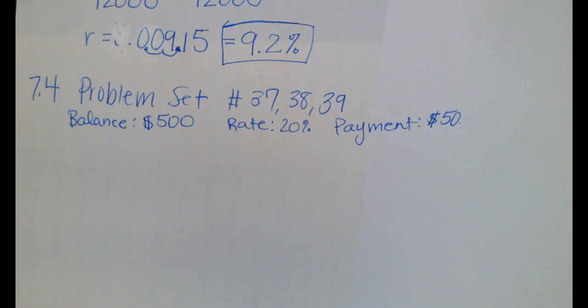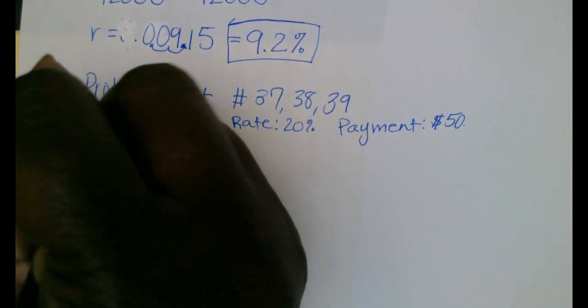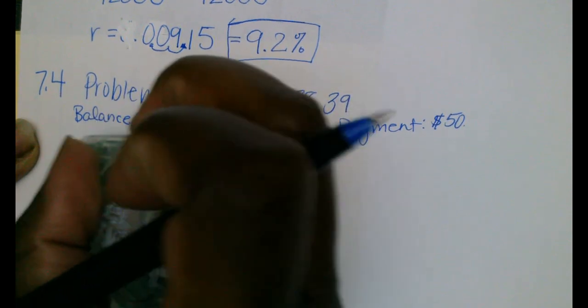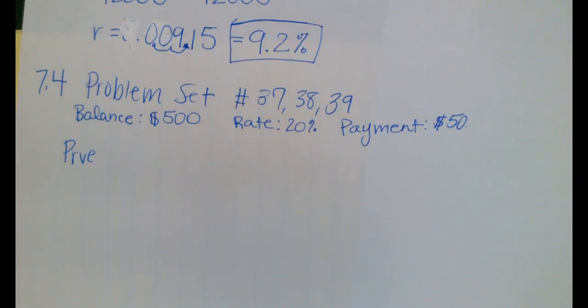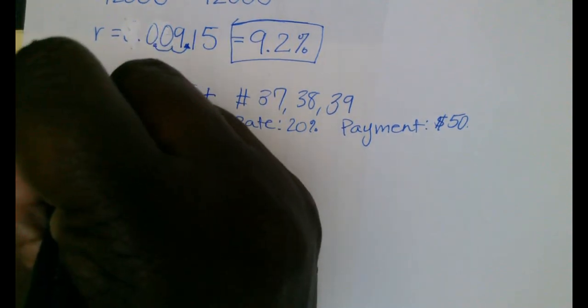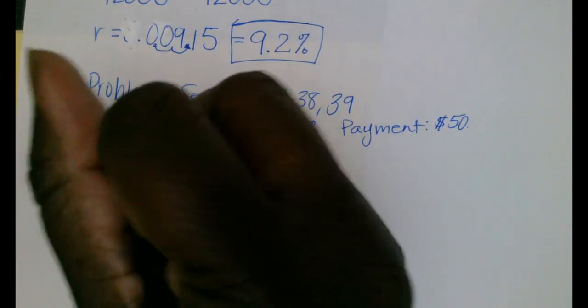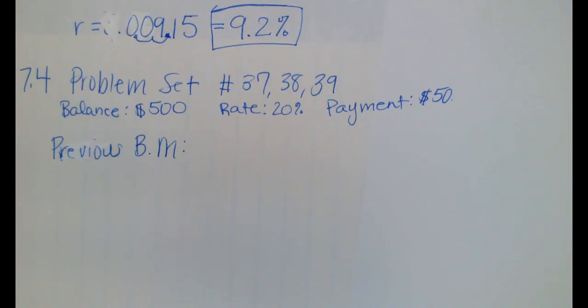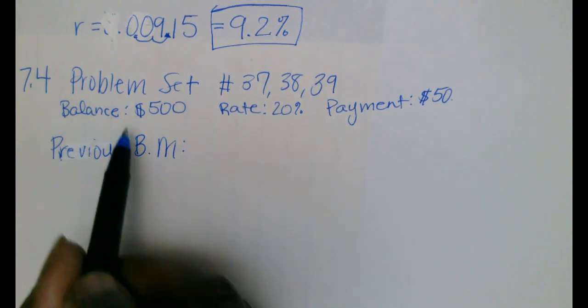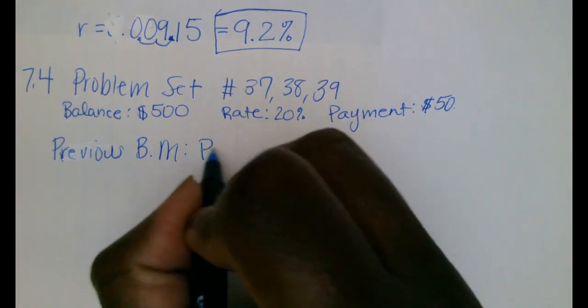So first we're going to do the previous balance method. Previous balance method. I need that old school whiteout. Previous balance method, I'm going to put this. With the previous balance method, we just look at the previous balance and use that as our P.